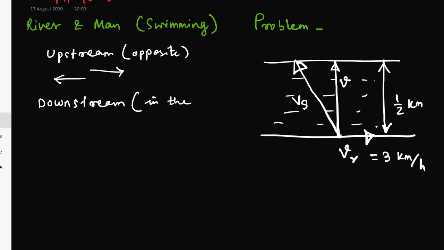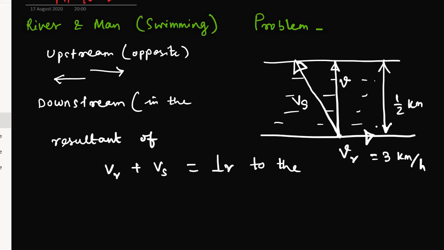Now what we got? VR we know, Vs we know. Now V is the straight across position. It has to be the position of the other man, who is swimming straight across. How would that be? How will it happen when the resultant of river velocity plus the swimmer velocity is perpendicular to the river flow.